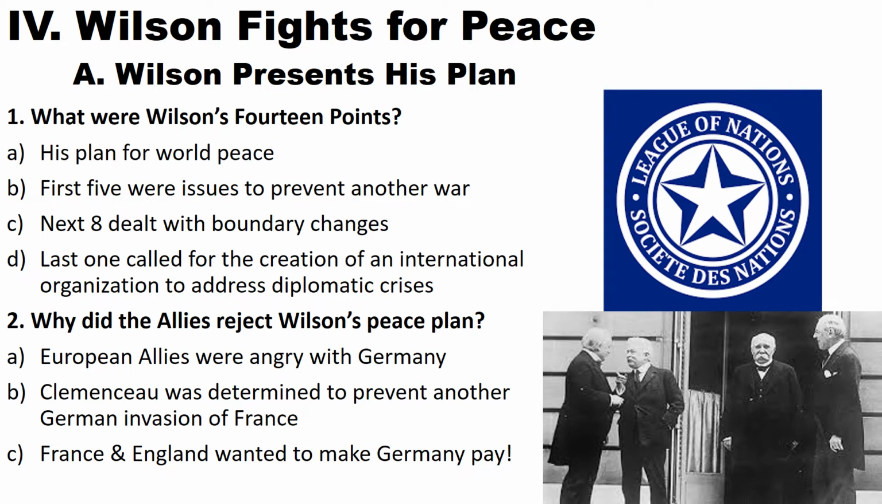The next 8 dealt with boundary changes. Wilson based these provisions on the principles of self-determination. In other words, groups that claim distinct ethnic identities were to form their own nation states or decide for themselves to which nation they wanted to belong.